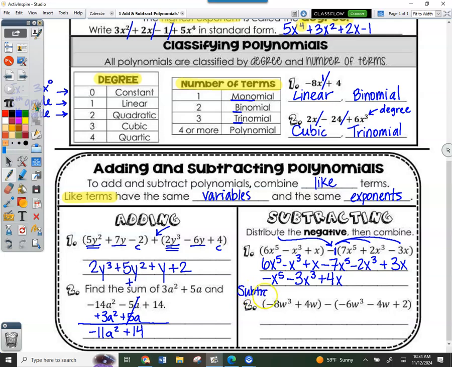Subtract negative 6w cubed minus 4w plus 2 from negative 8w cubed plus 4w. I want you to put that there. Now it gets kind of crowded. Please write it. This is important.